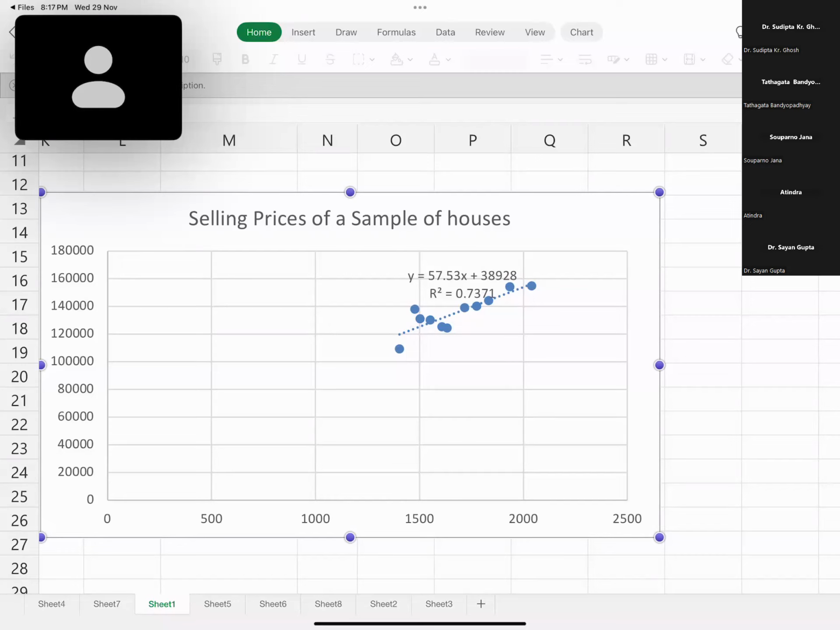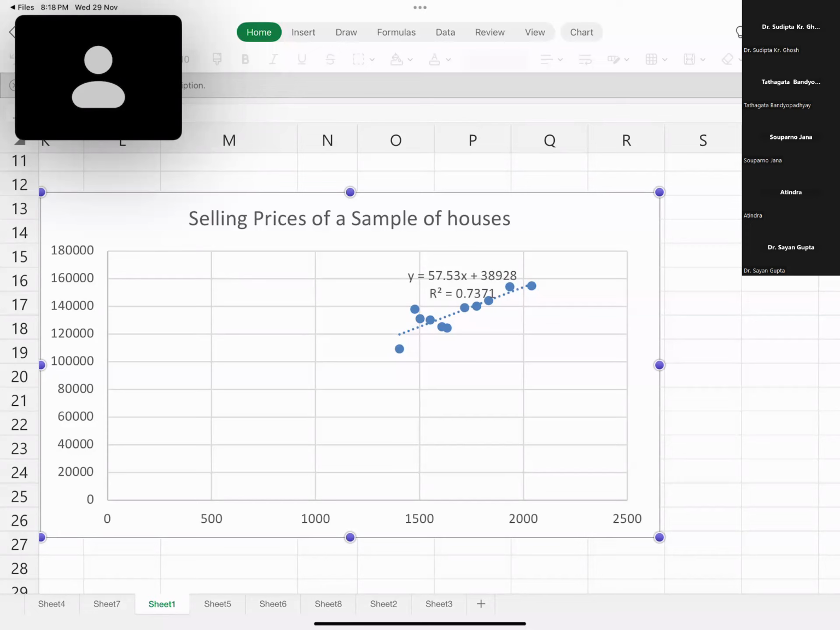You can tell me it doesn't make any sense. An apartment with size 0 means that the apartment doesn't exist, and your regression line is saying that the predicted value of an apartment with size equal to 0 is $38,928. It doesn't make any sense to me. I agree. But then what is the problem? It tells you about a serious mistake we sometimes make. You see that our data are concentrated where X, which is size, starts from 1400 something to 2000 something.